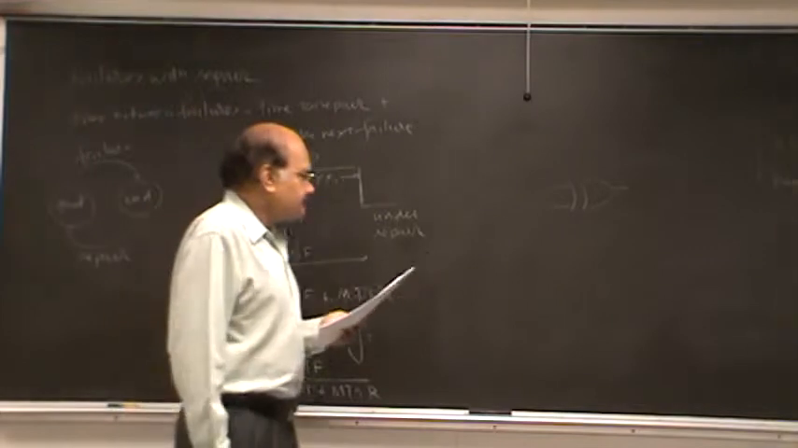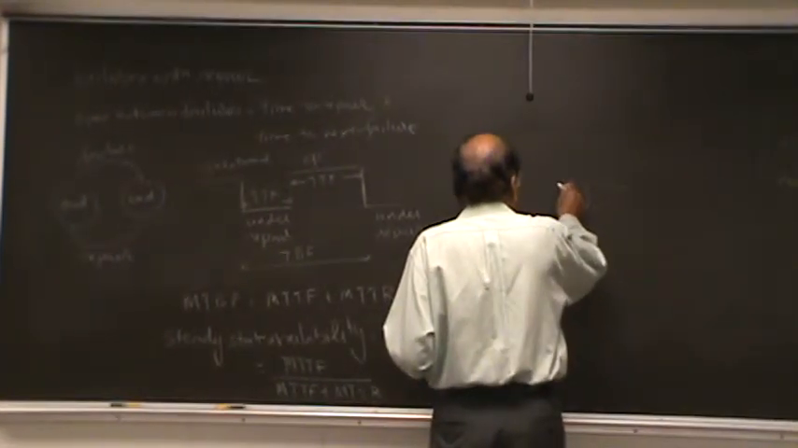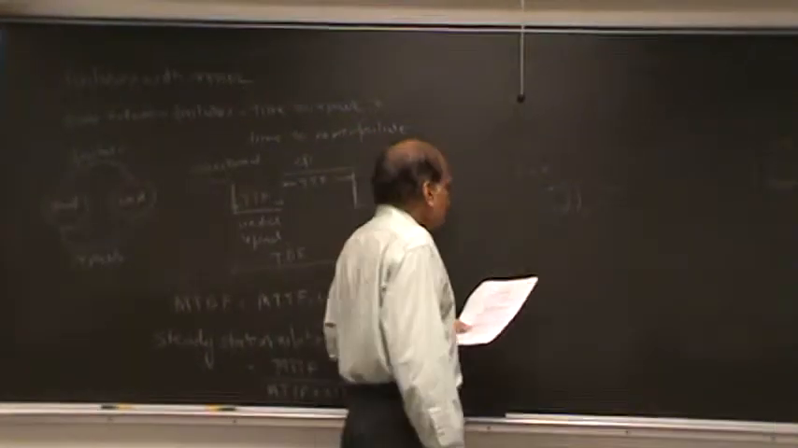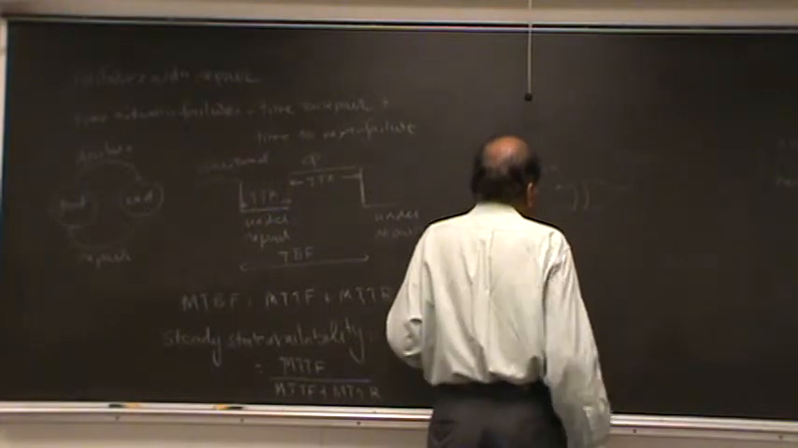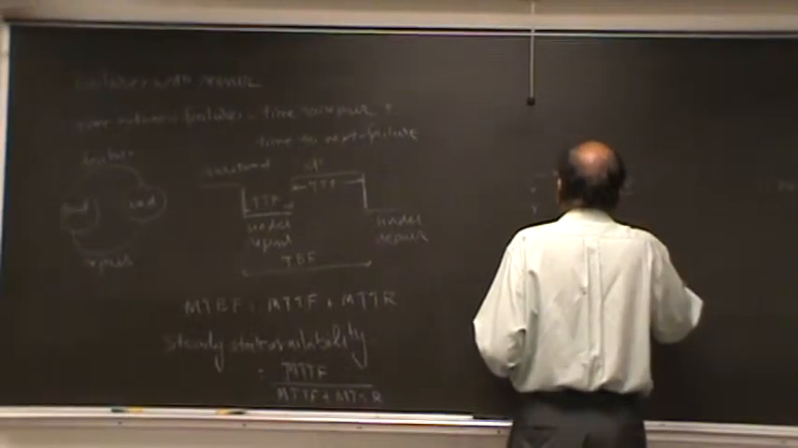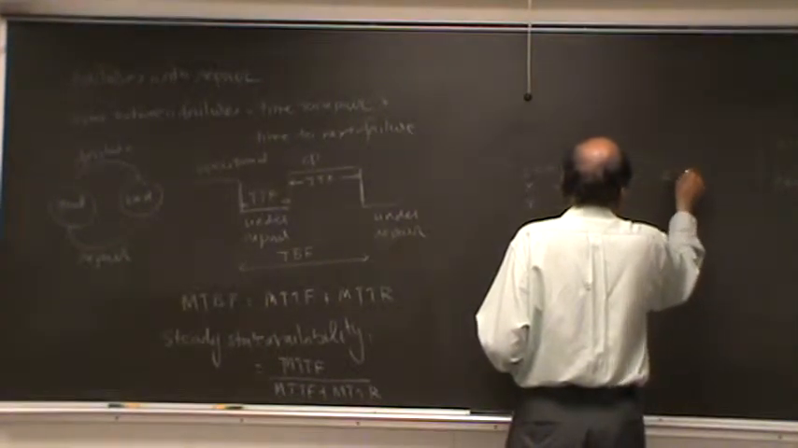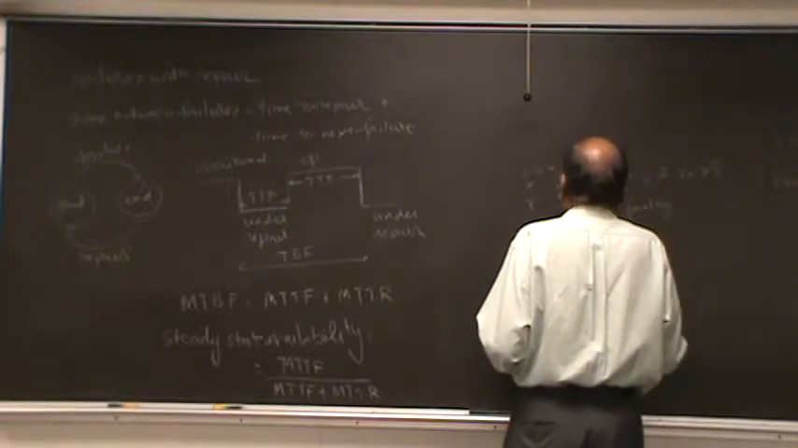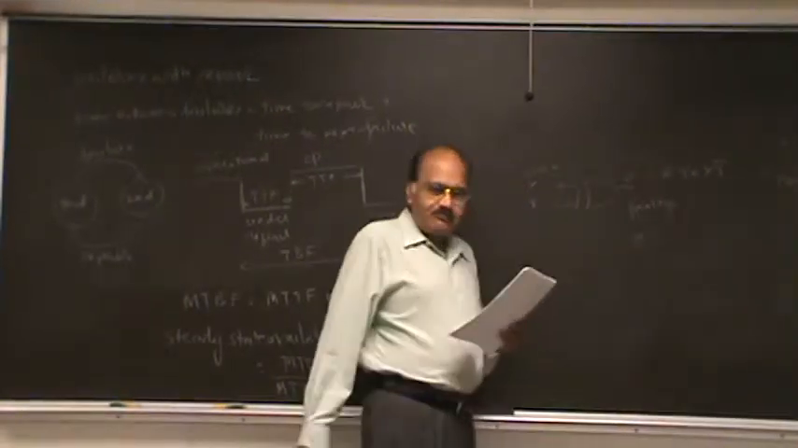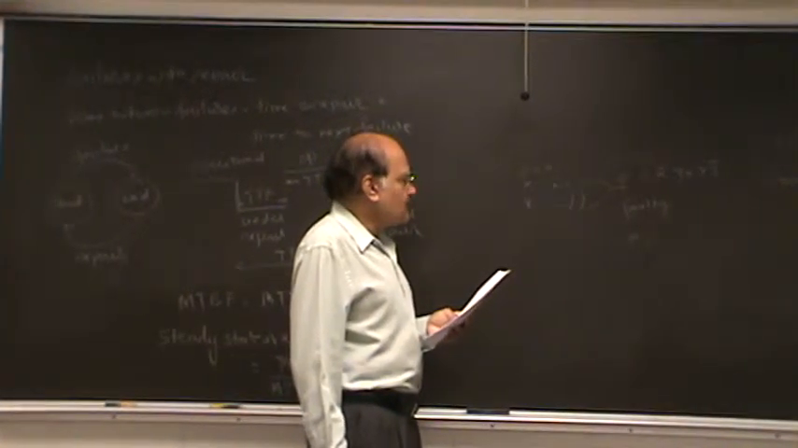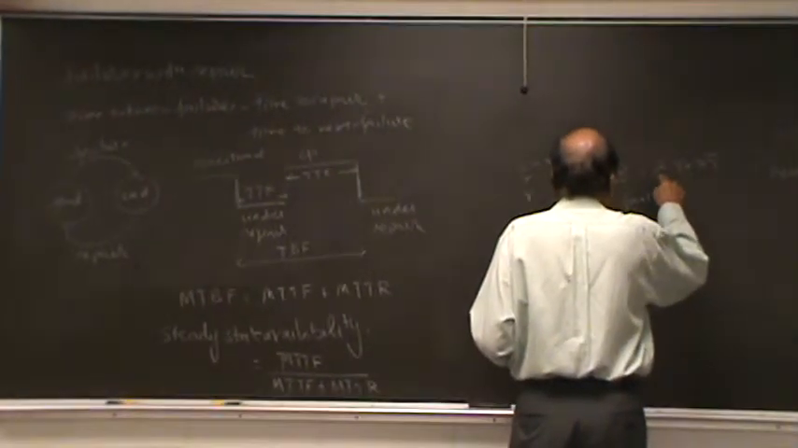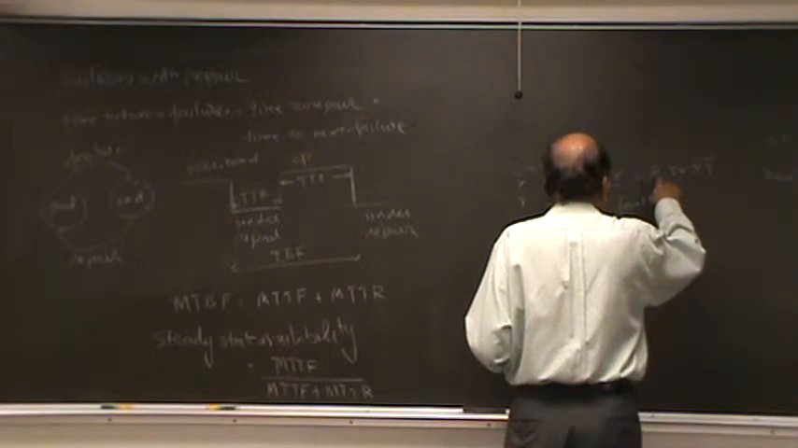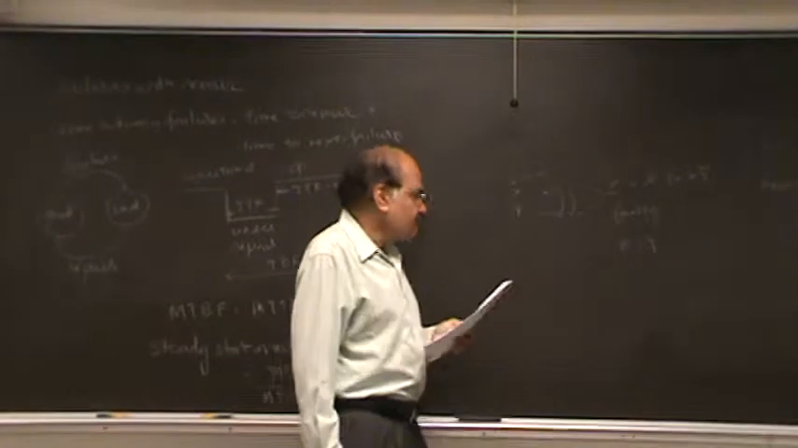So here, stuck at zero here. So stuck at zero, let's say this is X and this is Y and this is Z. So normally Z is equal to X Y bar plus X bar Y. And faulty Z is equal to, now let's see, this is zero. So that means X is zero, so output is equal to just Y. Is that correct? Okay.